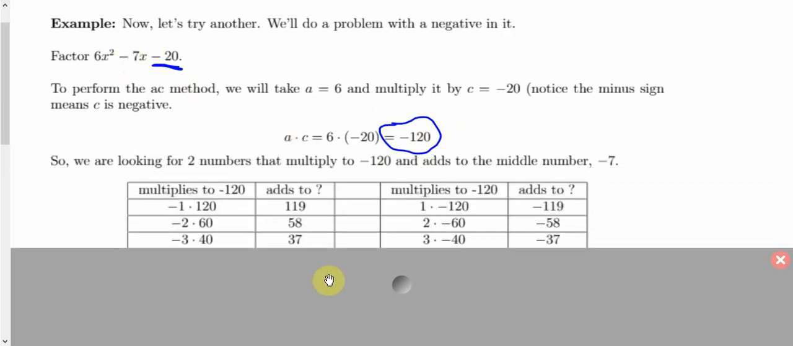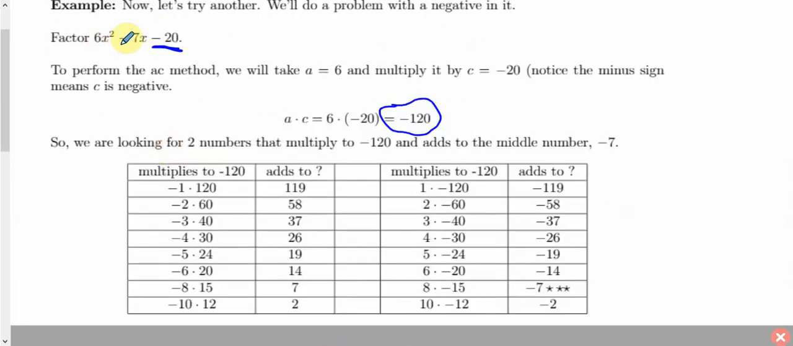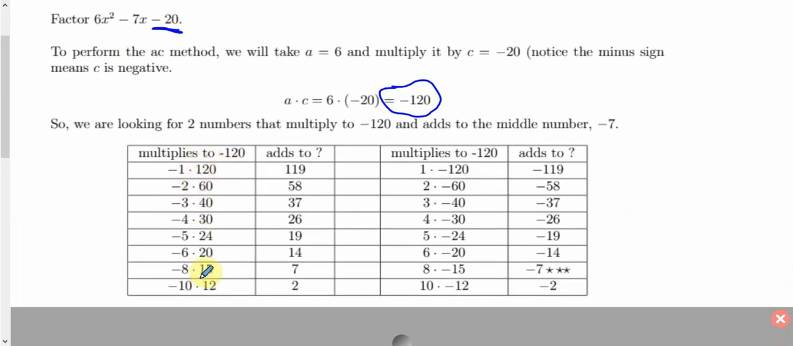So there's a lot of numbers that multiply to negative 120. If you tried to guess and check this one, you would have so many polynomials to multiply. It would be huge. So here are all the sets of numbers that multiply to negative 120, and then we add them up to see what they add to. And I'm looking for negative 7. And we see right here this set of numbers, 8 and negative 15 is what gives me negative 7.